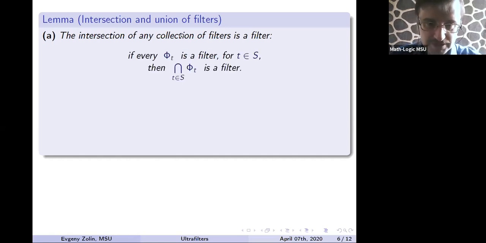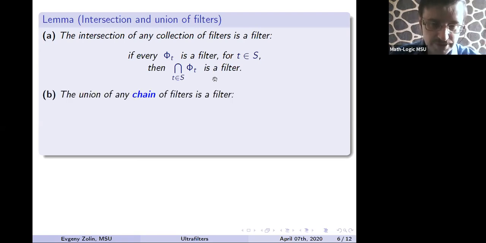So if we have many filters, phi t, where t is an element of some set x, so it is some index set, then the intersection of all these filters is again a filter. This holds always. For union, this is not the case. We can't take the union of any collection of filters. But if we have a chain of filters, then we can build the union, and it will be a filter.